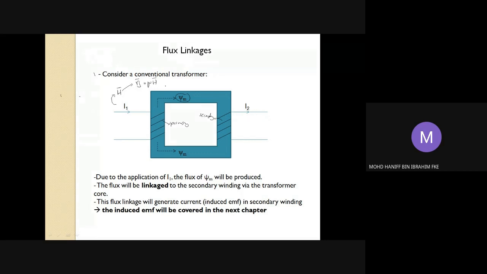Okay, so basically we have learned previously that the magnetic flux and B are related by the equation: magnetic flux equals the integral of B dot dS.